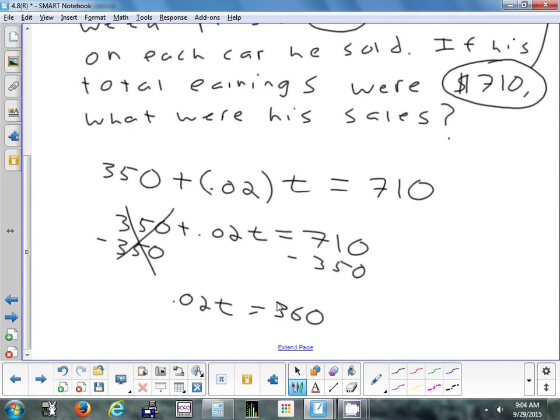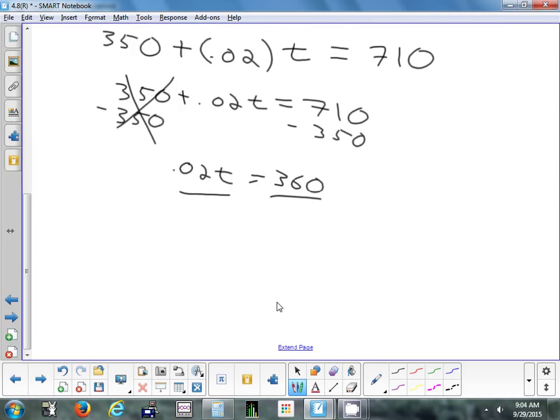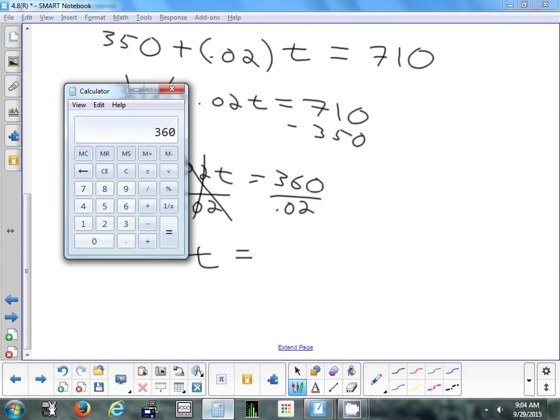And my last step? Divide by 0.02. That's gone on the left. So now we're going to find out the total sales. 360 divided by 0.02. Okay, $18,000.